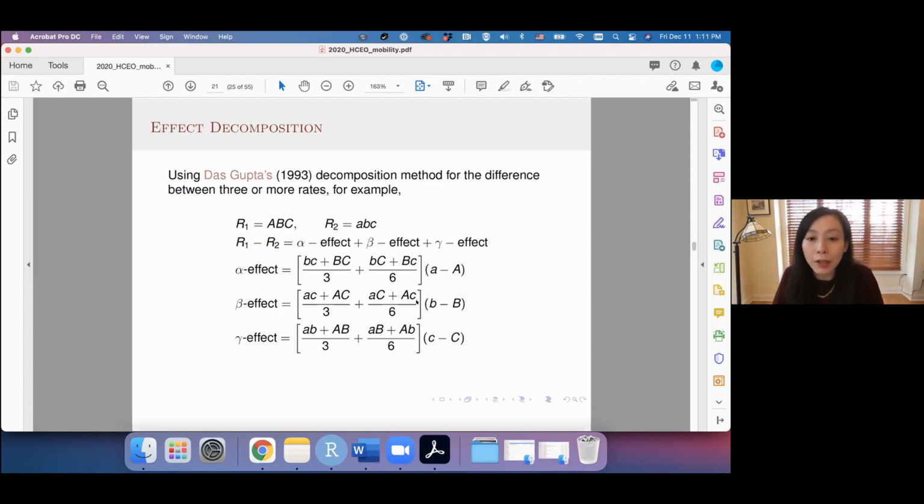So here I adapt this method and generalize it to multiple rates so that we can decompose the difference between two rates into multiple components.